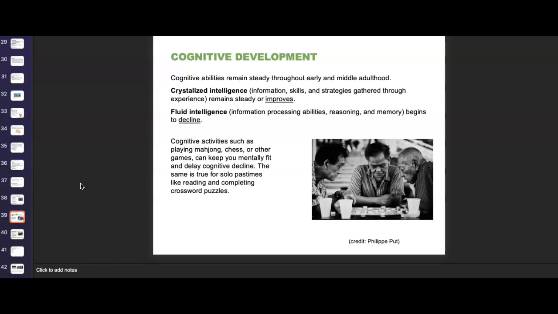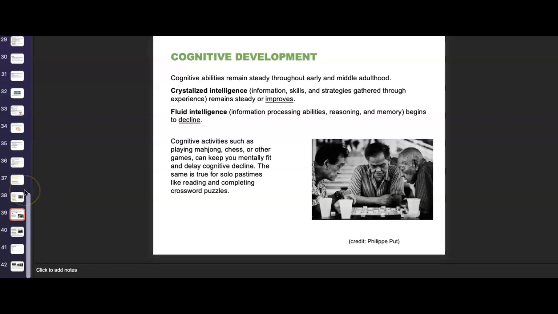Cognitive activities such as playing mahjong, chess, or other games can keep you mentally fit and delay cognitive decline. The same is true for solo pastimes like reading and completing crossword puzzles. I cannot tell you the number of crossword puzzles my grandfather does.